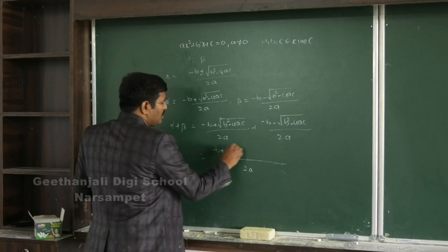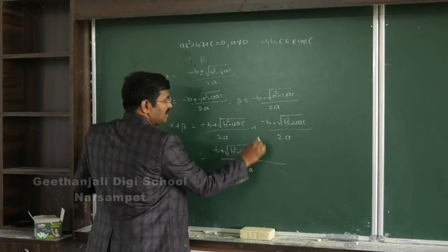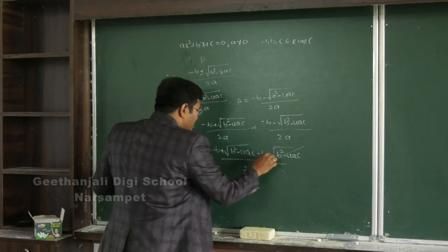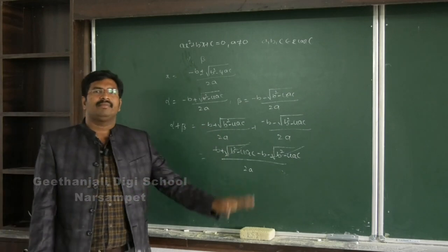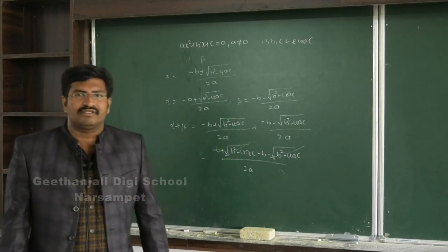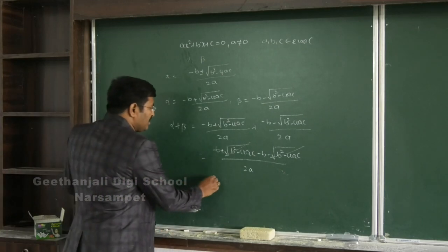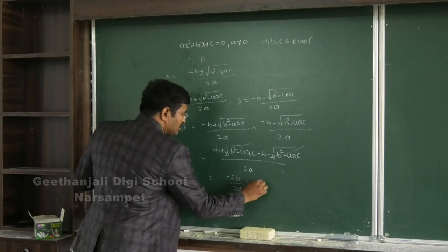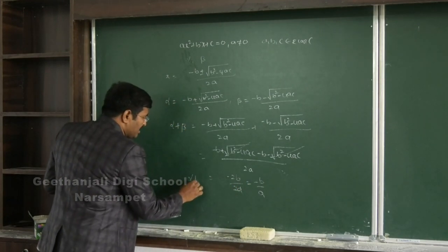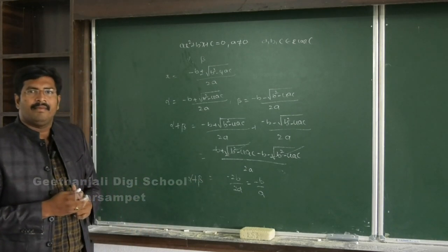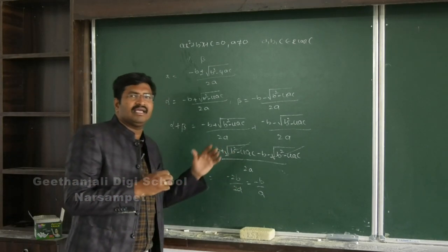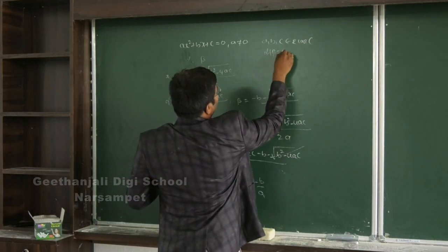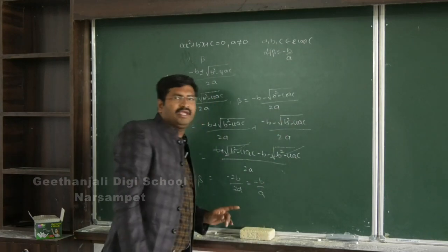Minus b plus root of b square minus 4ac, minus b minus root of b square minus 4ac. The plus root of b square minus 4ac and minus root of b square minus 4ac cancel. Then what remains is minus b minus b, that is minus 2b by 2a, which is equal to minus b by a. So alpha plus beta is equal to minus b by a. This is the sum of the roots.